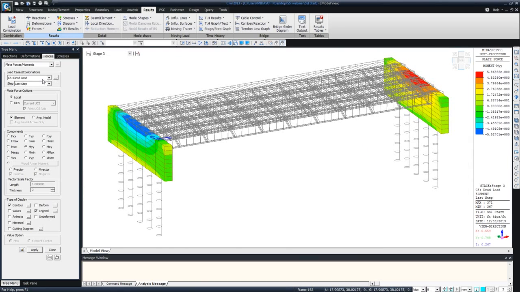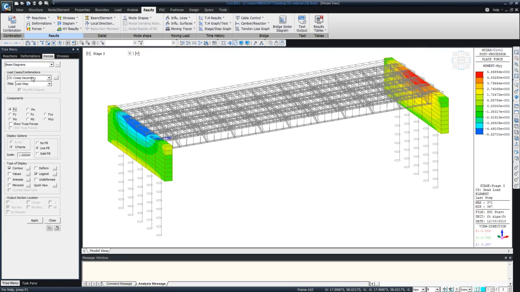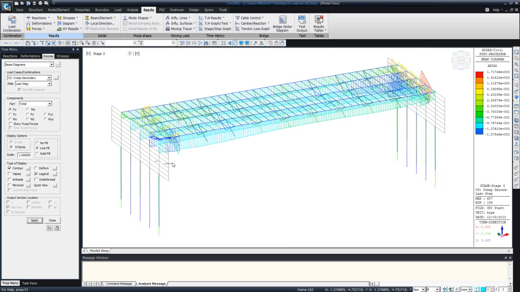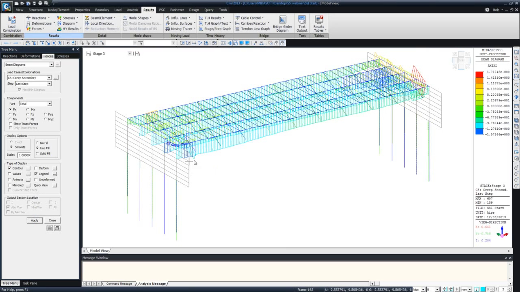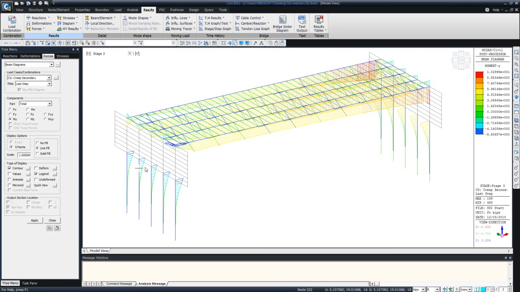Now let's see the effect of creep and shrinkage. To obtain the secondary effect of creep and shrinkage, I'll go to CS creep secondary, and let us obtain the effect on the girders. I'm going to go to beam diagrams. Here you can see some additional axial force generated due to the creep secondary. This is the additional bending moment generated due to creep secondary over the time.